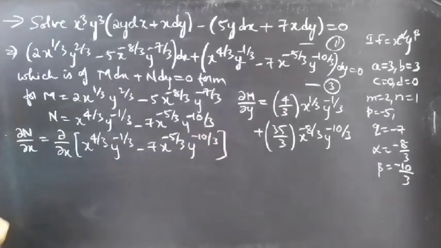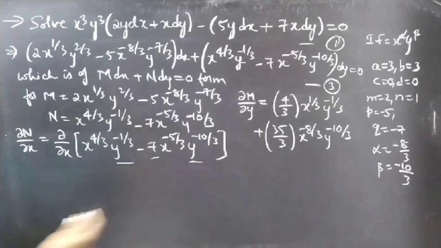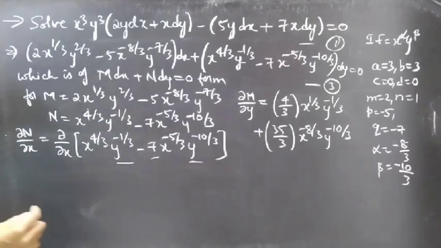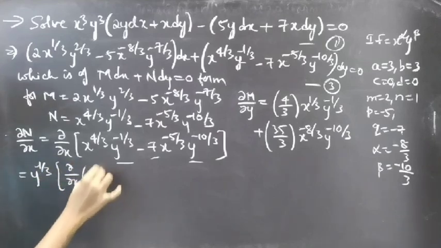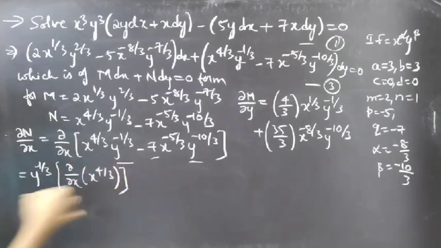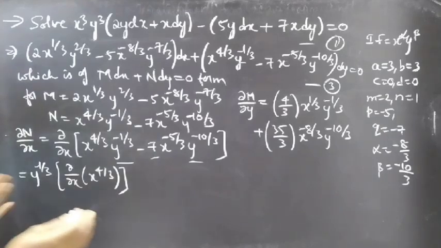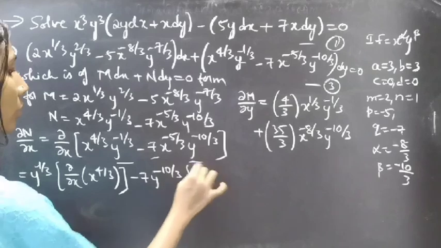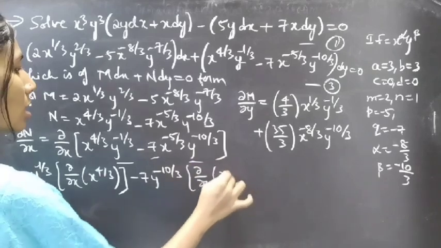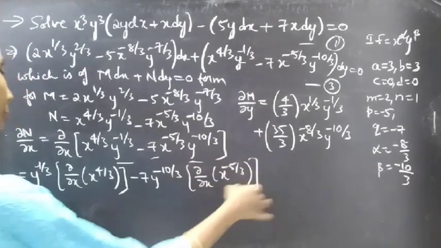Here we are finding the partial derivative with respect to x. So y will be treated as constant. In the first term, y power minus 1 by 3 is constant. In the second term, minus 7 into y power minus 10 by 3 is considered as constant. So we can write this as y power minus 1 by 3 into partial derivative of x power 4 by 3, minus 7 into y power minus 10 by 3 into partial derivative of x power minus 5 by 3.